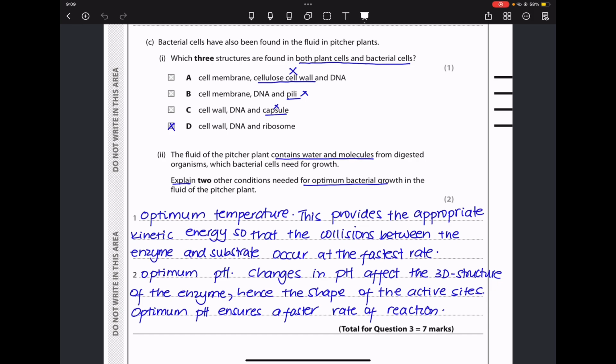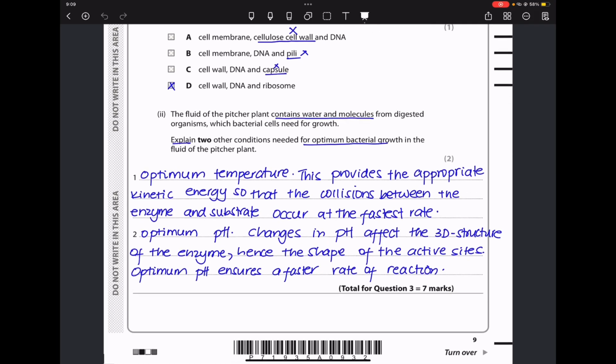The next part says the fluid of the pitcher plant contains water and molecules from digested organisms, which bacterial cells need for growth. Explain two other conditions needed for optimum bacterial growth in the fluid of the pitcher plant. Because they said optimum bacterial growth, we have to consider temperature, we have to consider pH, we have to consider the possibility that some organisms actually need oxygen, meaning for aerobic respiration. So here I chose optimum temperature, and again here they said explain, so I have to give a detailed explanation.